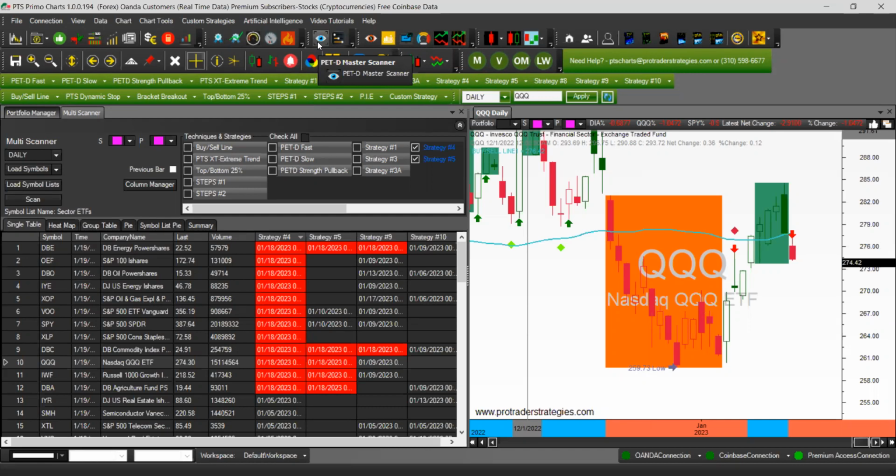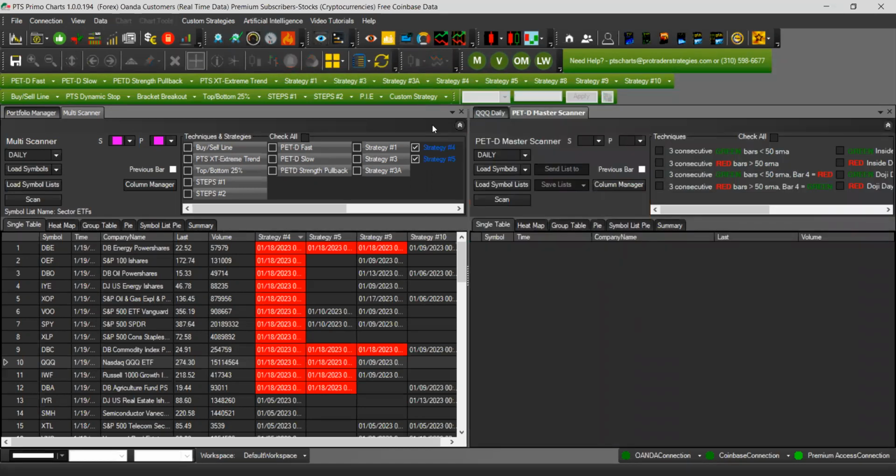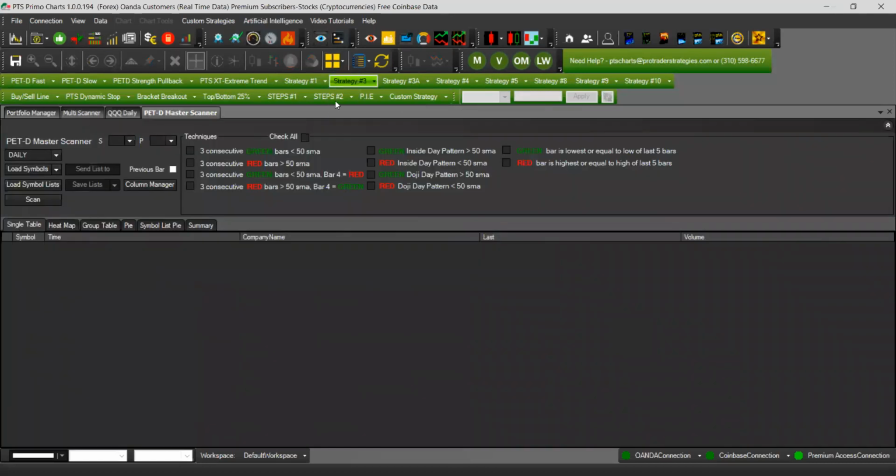So if you own the PETD, this could be a good addition to your tools in terms of scanning for setups when you trade with the PETD. So I'm going to open that scanner. It opened on the right hand side. I'm going to put a full screen so you can see it better.